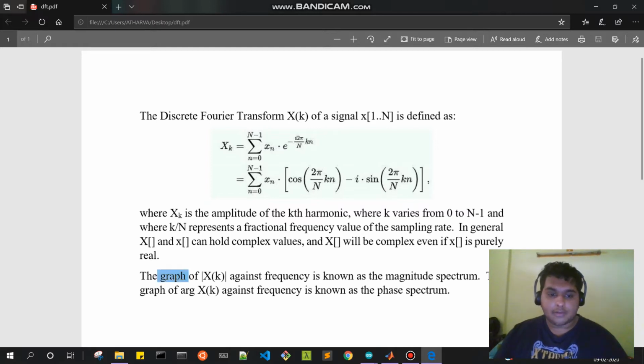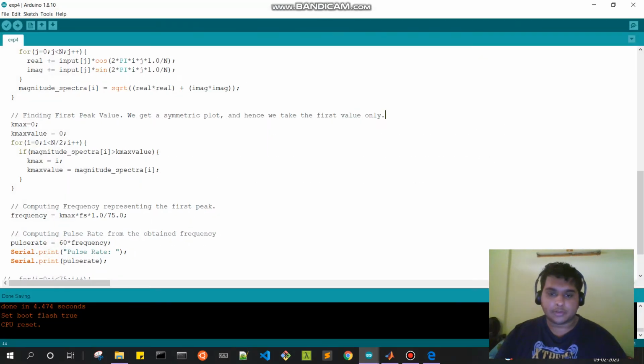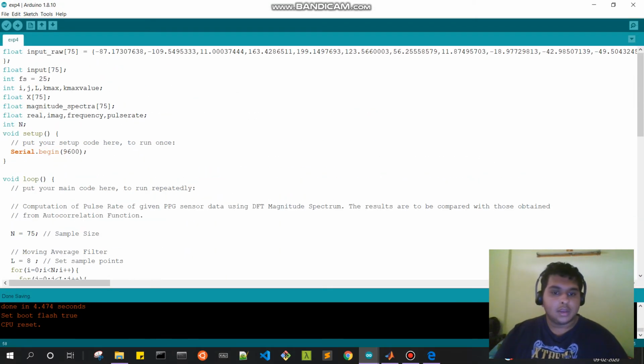The graph of mod of X(k) against frequency is known as the magnitude spectrum. Mod of X(k) means the magnitude of X at the frequency k. Similarly, the graph of argument of X(k) against frequency is known as the phase spectrum. In this experiment, we are going to use the magnitude spectrum to compute the pulse rate.